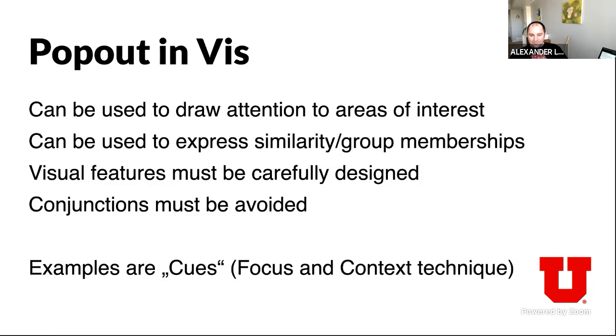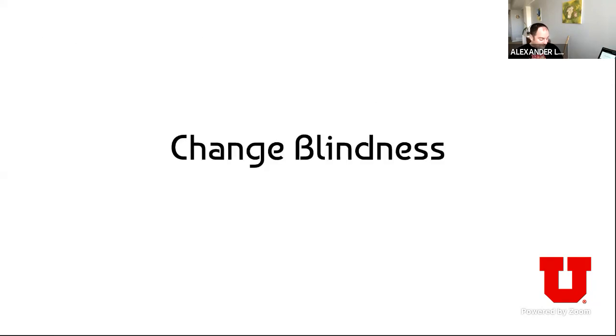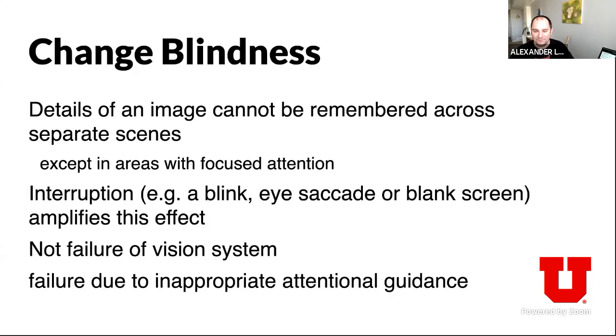Okay, great. So now moving on to something a little bit different. If you remember, I showed you this video in the very first lecture of a person explaining to a stranger how to find another place on a map. And he didn't actually notice that the person who was asking for directions was swapped out. That's a case of change blindness, or let's say unawareness. And that's something fairly interesting about the human visual system.